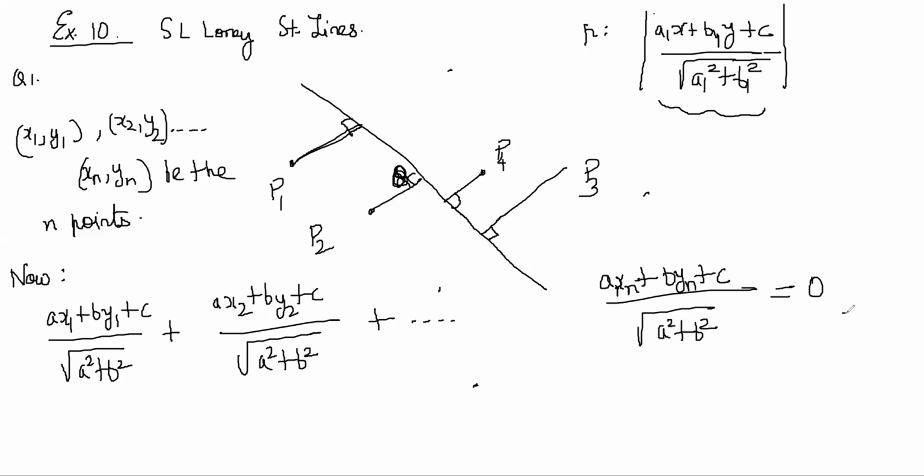Now he's saying prove that the line always passes through a fixed point. So what we are getting is we can multiply by the root of a square plus b square and remove that from this equation. So you'll get a summation of xi plus b summation of yi plus n times c is equal to 0. A common throughout, x1 plus x2 plus x3 till xn, similarly b common throughout.